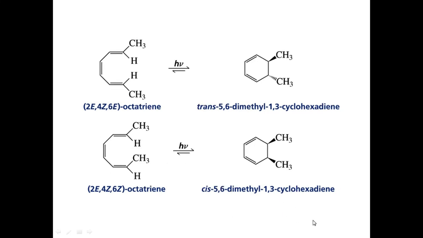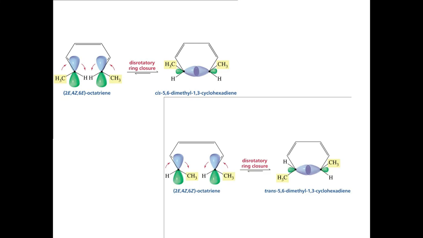Then it is an octatriene, and in the photochemical reaction the same, here is a trans compound, 5,6-dimethyl-1,3-cyclohexadiene will be formed. And the same compound, 2E,4Z,6E-octatriene, in photochemical reactions, the cis-5,6-dimethyl-1,3-cyclohexadiene will be formed, right? Then another one is the formation of the same, 2E,4E,6E, by disrotatory ring closure. The same structure will be formed.